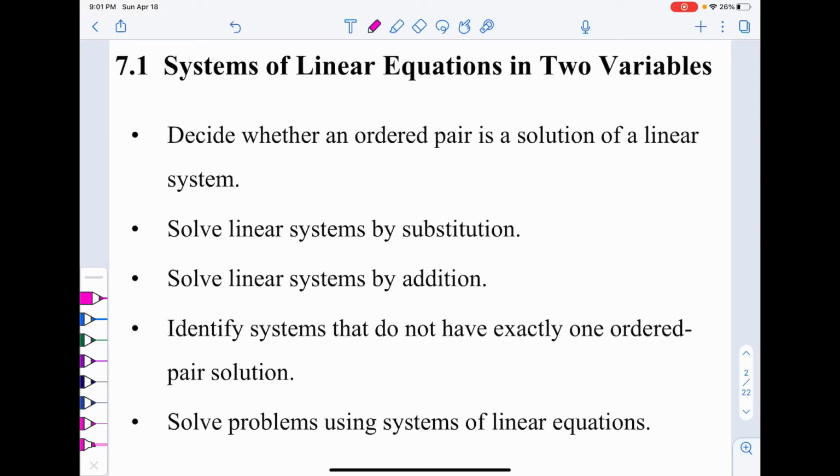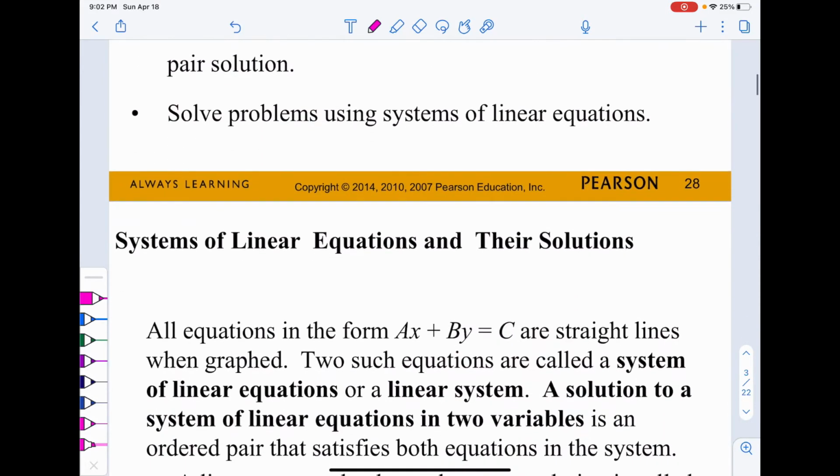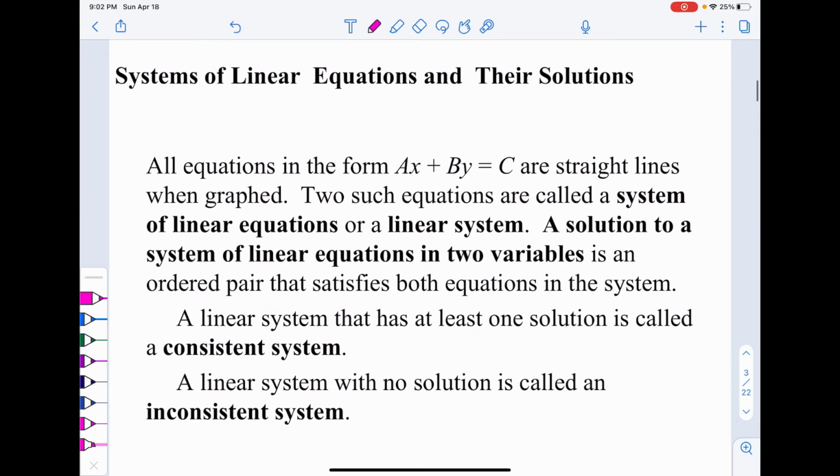Looking at section 7.1, systems of linear equations in two variables. This is a little review back to some Algebra 1 stuff, but just to make sure that we have those skills, we're still going to cover it. So we're going to decide whether an ordered pair is a solution of a linear system, solve a linear system by substitution, solve a linear system by addition, identify systems that do not have exactly one ordered pair solution, and solve problems using systems of linear equations. So as I mentioned, a bunch of Algebra 1 review, but let's see what we got.